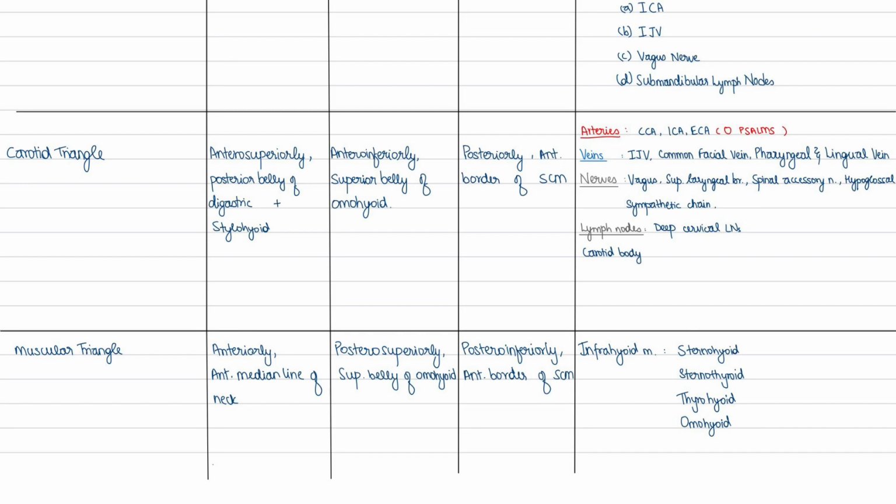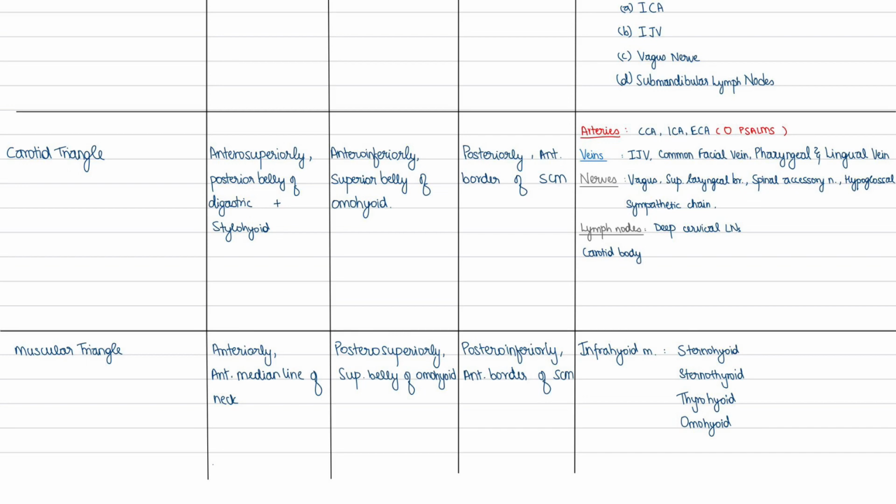Now let's come to the carotid triangle. It is bound anterosuperiorly by the posterior belly of digastric and the stylohyoid, anteroinferiorly by the superior belly of omohyoid, and posteriorly by the anterior border of the sternocleidomastoid.